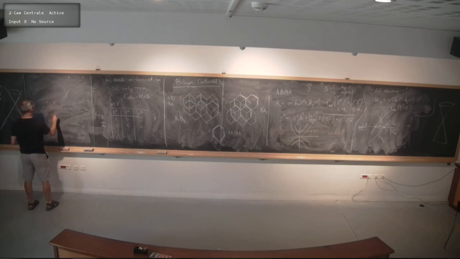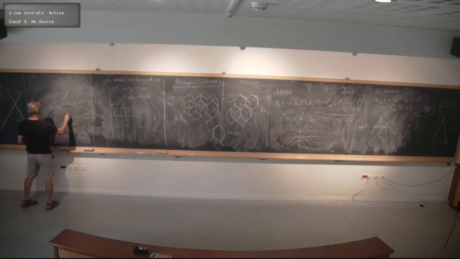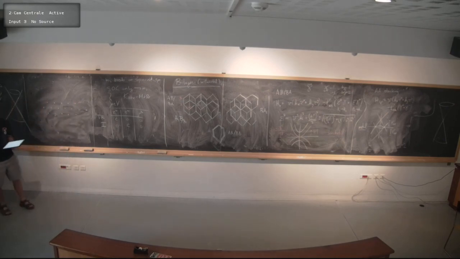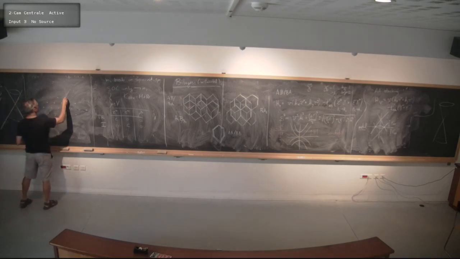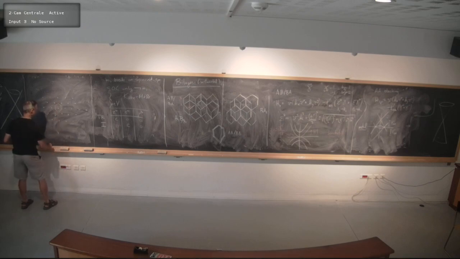So I'm not going to draw the honeycomb lattice. Think about these points as being the centers of the hexagons. The Bravais lattice of graphene is just a triangular lattice. So these are the hexagon centers, and they form some set of points like this. I'll just draw one hexagon to give you an idea.